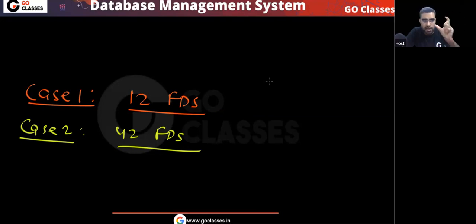In case 1, LHS has 1 attribute. In case 2, LHS has 2 attributes. All these FDs are different. No 2 FDs are the same. Is this understood? Please tell me.